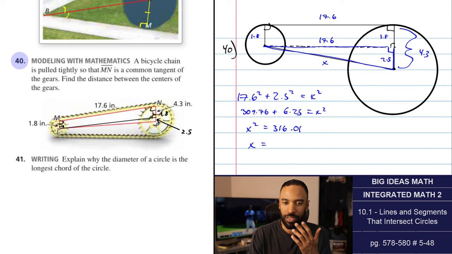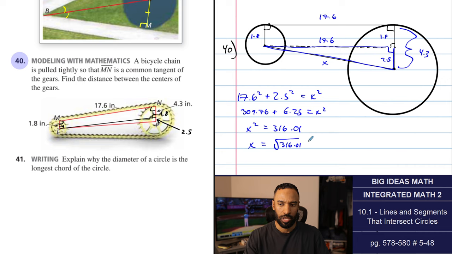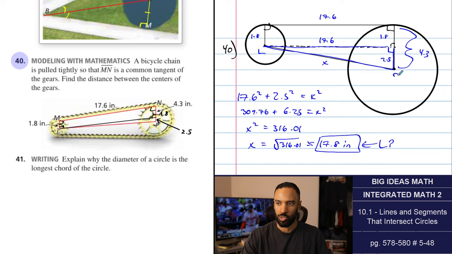They said find the distance between the gears. I don't know if they want us to round or something like that, but it's the square root of 316.01, which is about 17.8 inches. I'm just going to put that. That's LP. And that's my drawing that I have there. So the distance between the gears should be that one. All right, that's how I'm going with that problem there.